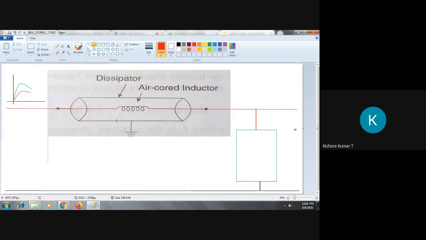What happens here is this air-cooled inductor will develop a magnetic field around its surface due to the rise in potential.